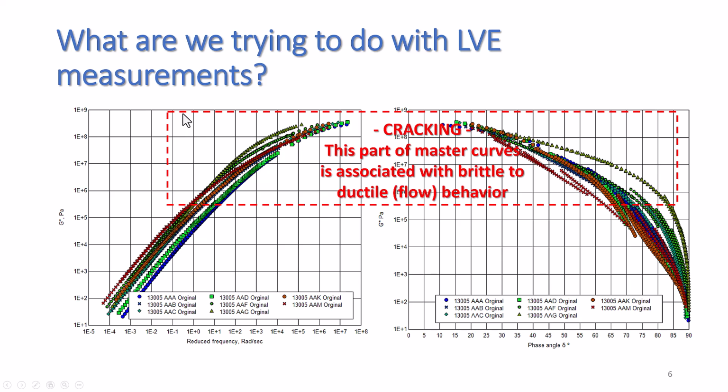So what we can say is that cracking really occurs in this upper portion of the master curve. It really occurs in the high stiffness region, and whether you use 1e to the 5 or 1e to the 6 or somewhere in between, what we're trying to look at is the characteristics of this part of the master curve to reflect cracking behavior.